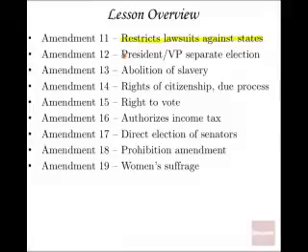Amendment 12, the president and vice president now have a separate election. The 13th Amendment abolished slavery. The 14th Amendment is the rights of citizenship and due process. Amendment 15 is the right to vote for blacks. Amendment 16 authorizes the income tax. Amendment 17 is a direct election of senators. Amendment 18 is a prohibition amendment. And Amendment 19 is women's suffrage.